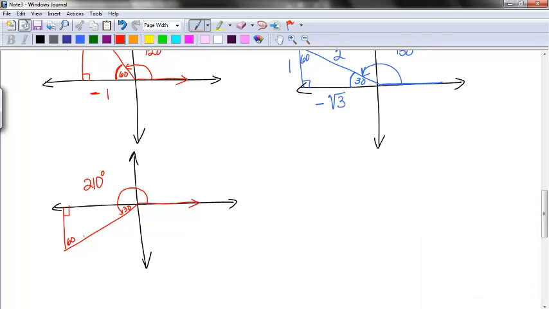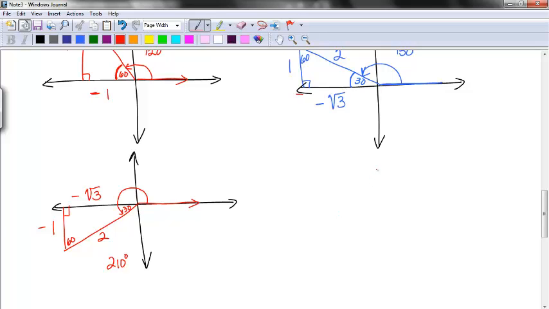Side opposite the 30 is 1. But we're going down, so it's negative. The hypotenuse is twice that shorter leg, and it's always positive. The longer leg is radical 3 times the shorter leg, and we're going to the left, so it's negative. In that quadrant, what should be positive? Tangent and cotangent. It's reciprocal. That's in quadrant 3, tangent and its reciprocal.